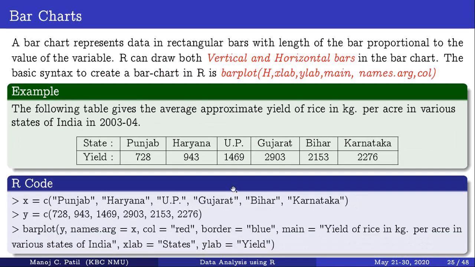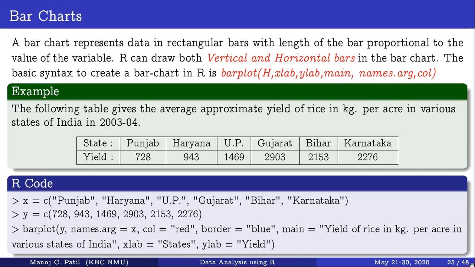Bar chart. A bar chart represents data in rectangular bars with the length of the bar proportional to the value of the variables. R can draw vertical as well as horizontal bars. Okay, the basic syntax to create a bar chart is simple. As the name suggests, bar chart, so the function is barplot. H is the variable, the values in the variables, X labels and Y labels, title of the main plot.